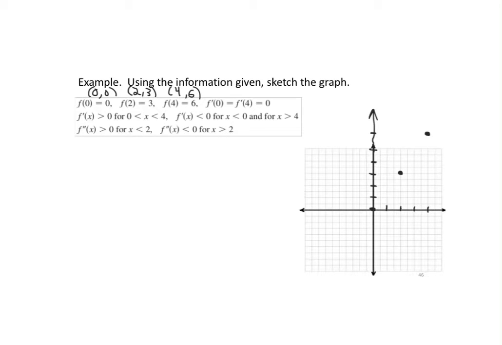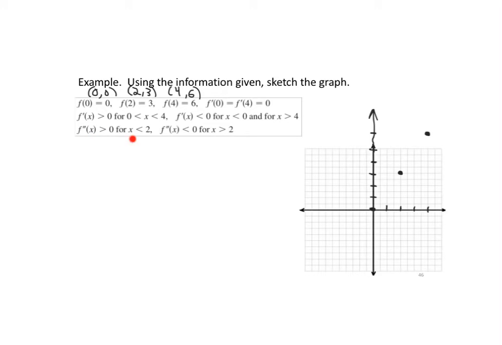We have that the derivative at 0 and the derivative at 4 are both 0. So there's a few different ways those could look. The function's increasing between 0 and 4. So the function is all increasing between 0 and 4. It's not necessarily in the shape of a line. We have to remember concavity is involved here. And the function is decreasing before 0 and after 4.